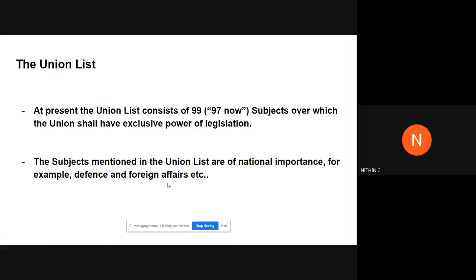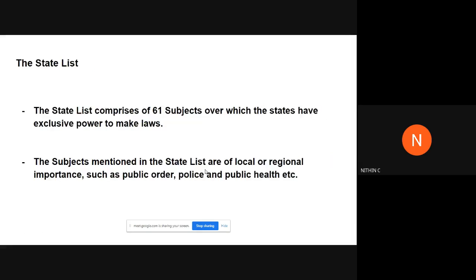These are examples. In these matters or subjects, like defense, foreign affairs etc. in the union list, the union will be creating the laws or rules. Subjects mentioned in the union list are of national importance. State list comprises of 61 subjects.